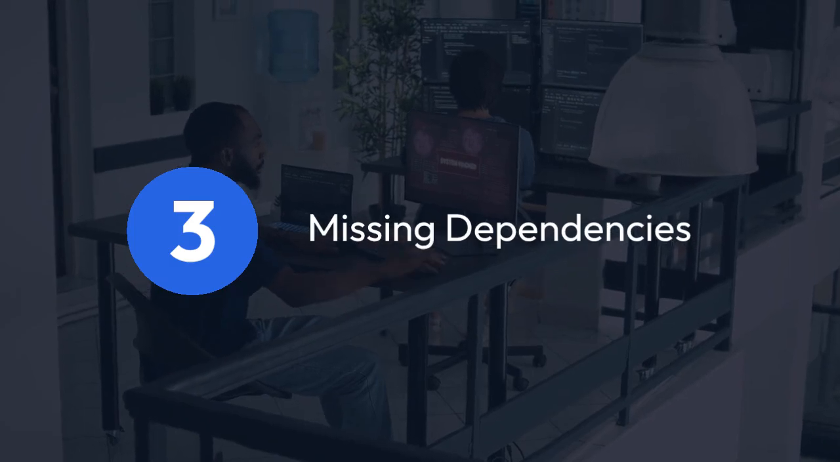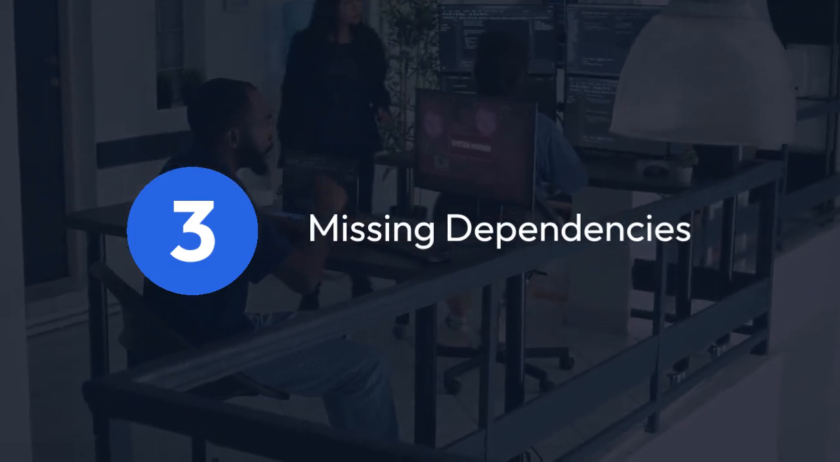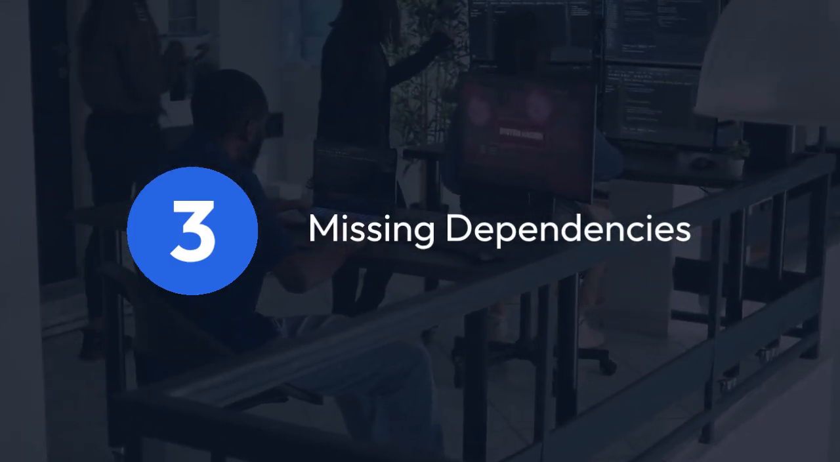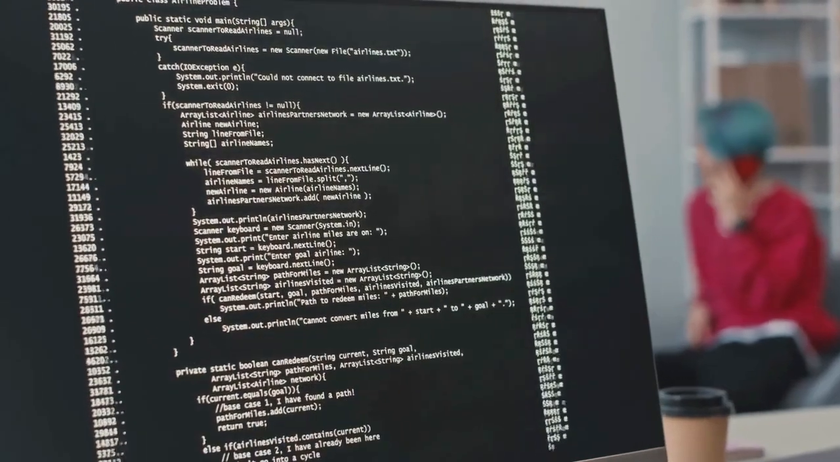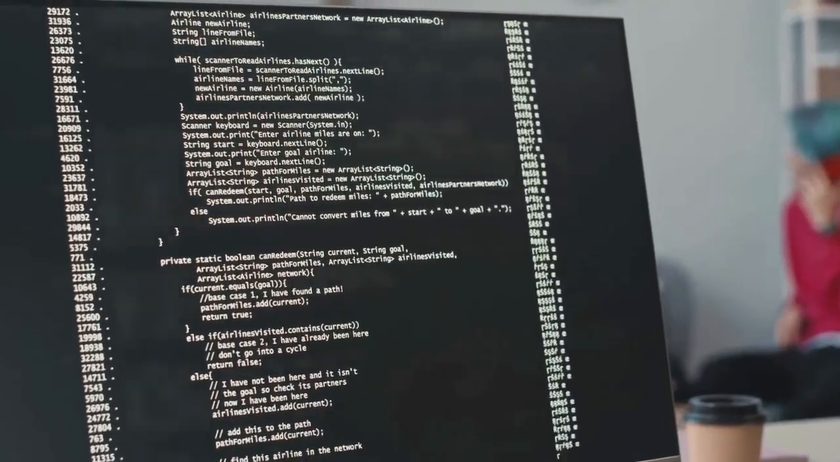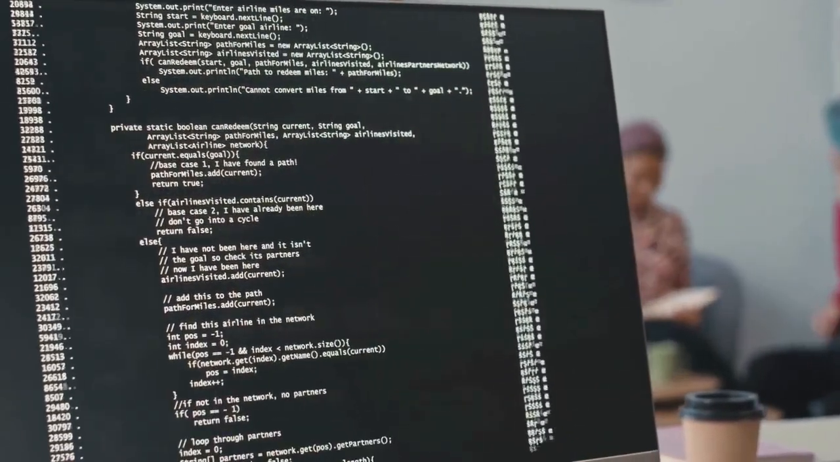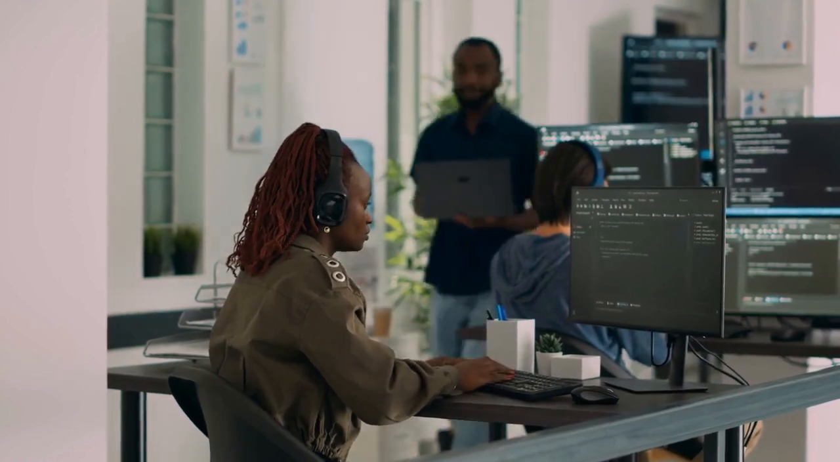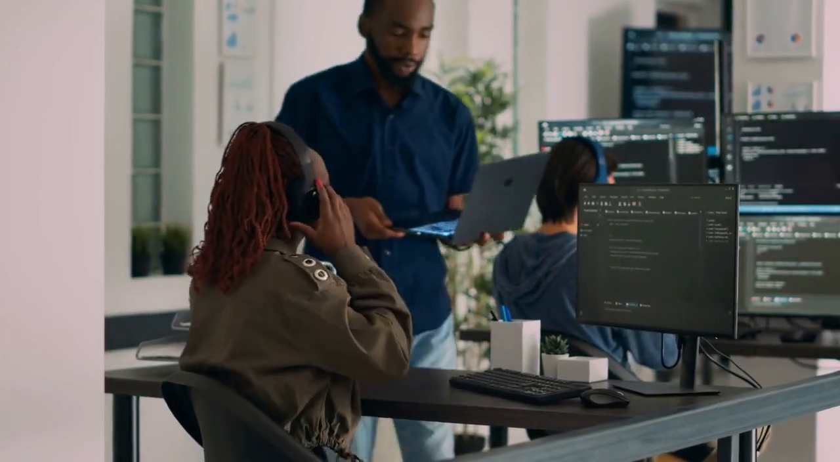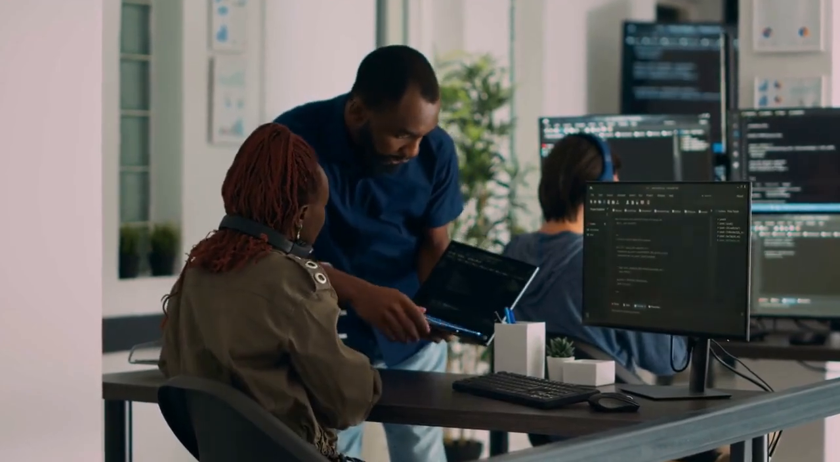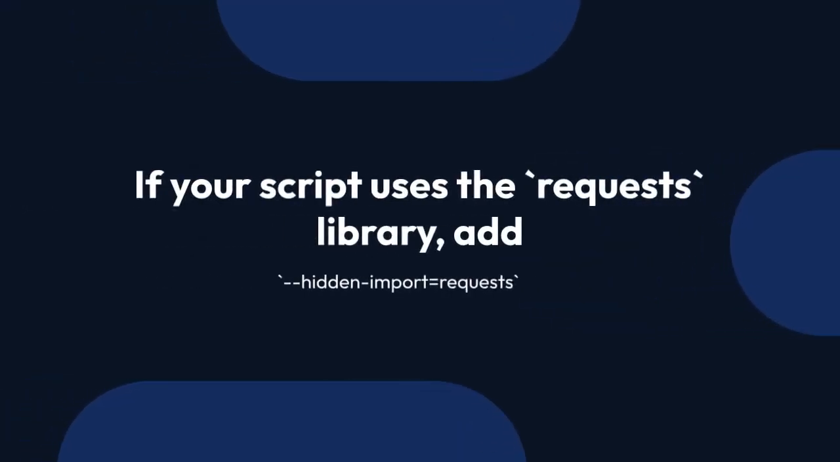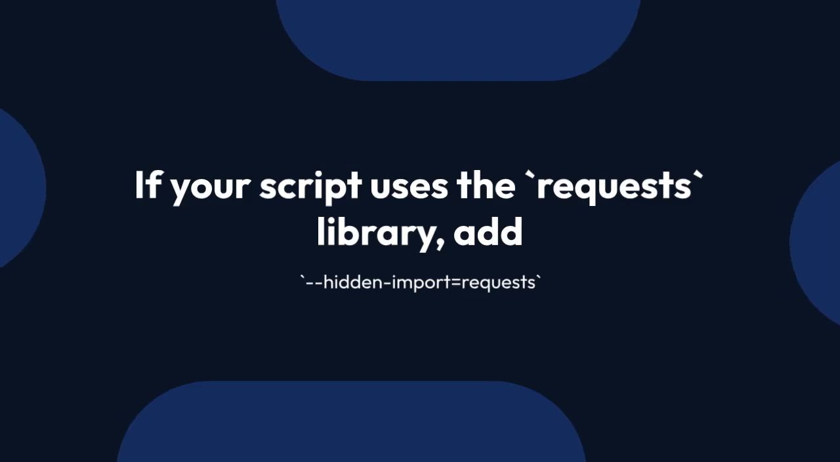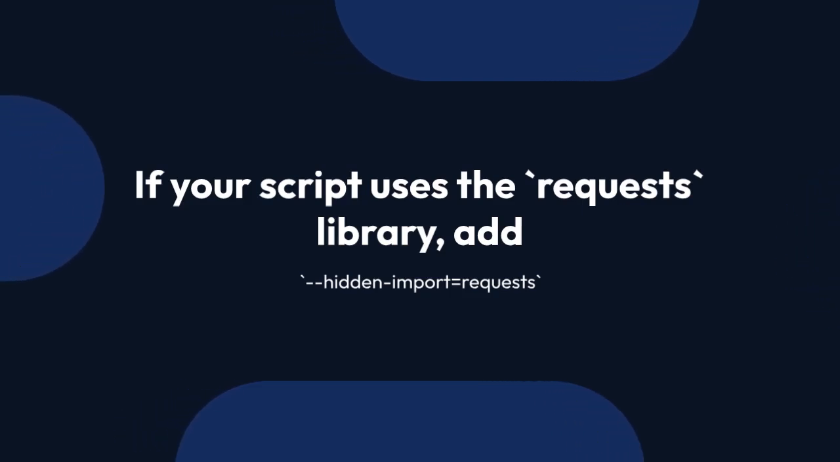3. Missing dependencies. PyInstaller needs to know about all the libraries your script uses. If your script uses external modules, like requests, NumPy, or Pygame, PyInstaller might not automatically find them. You might need to specify them using the --hidden-import option. For instance, if your script uses the requests library, add --hidden-import requests to your command.